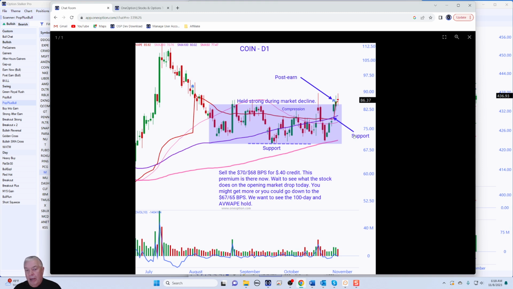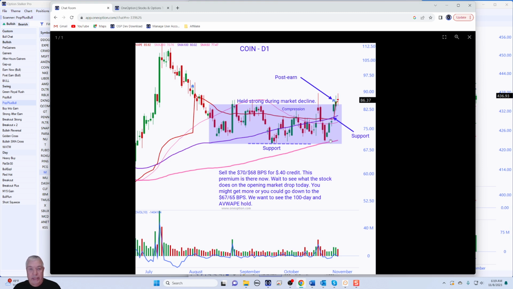Why do I like Coin? Again, think about what the market has been doing over the course of the last 3 months. Down, down, down. Well, what has the stock been doing? It has been compressing and it has really nice horizontal support. I don't think this stock is going to go anywhere.